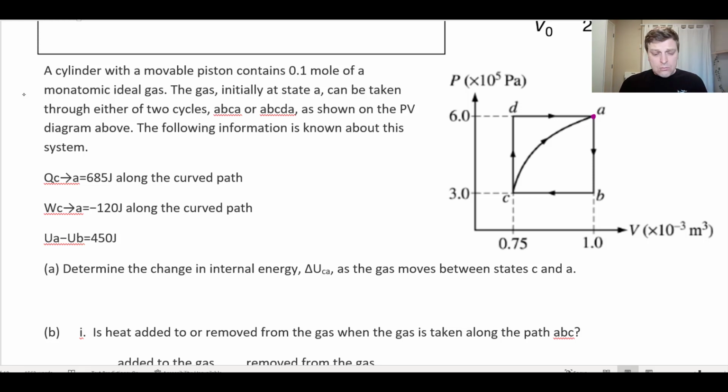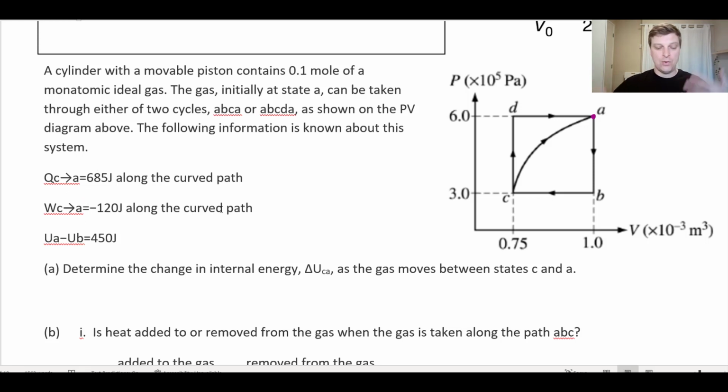So we've got some information about it, and that is that the heat as I move from C to A is positive 685. So 685 joules flows into the system as I go from C to A. And then the work done along the path C to A is negative 120. It makes sense that it's negative because the gas is expanding. And then it also tells me that the change in internal energy between points A and B is 450 joules.